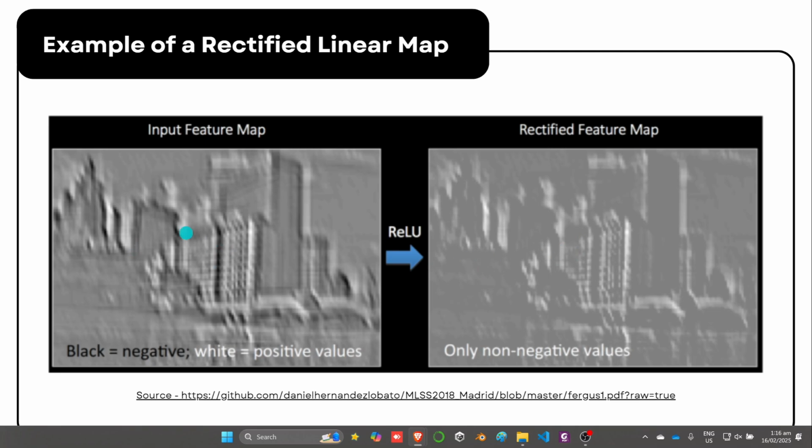For this one, as you can see, all the negative values here are black. Then if you apply the ReLU activation, they are eliminated, converted all to zero values as the formula says, and we leave all those white or greater than zero as they are.